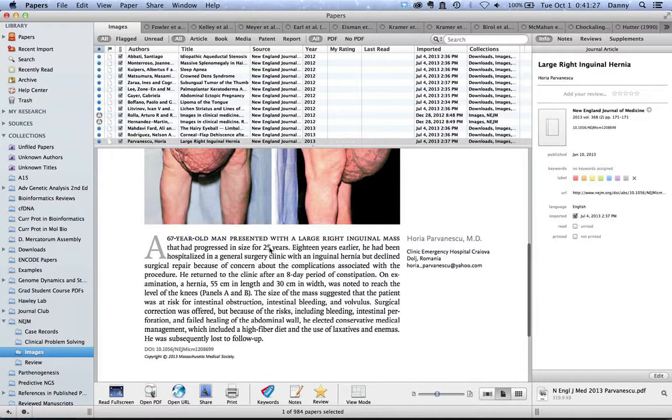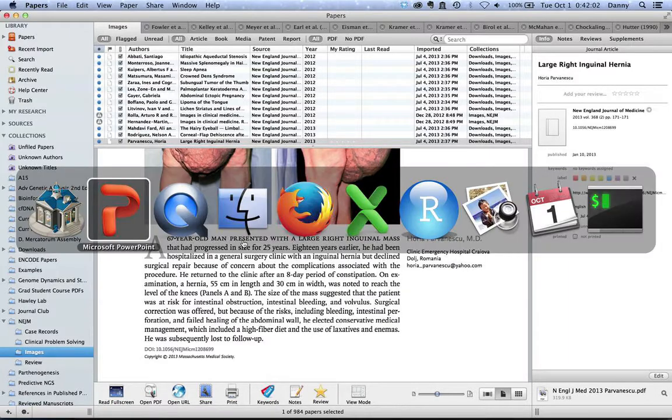67-year-old who's had this hernia for 25 years. He's actually refused treatment several times. It's 55 centimeters by 30 centimeters, which is impressive. And you would think that you'd want to repair it, but apparently they were worried about bleeding and other complications. So they treated him essentially with a high fiber diet and laxatives to try to clean everything out, if you will. And unfortunately, this patient was lost to follow-up, which happens a lot.